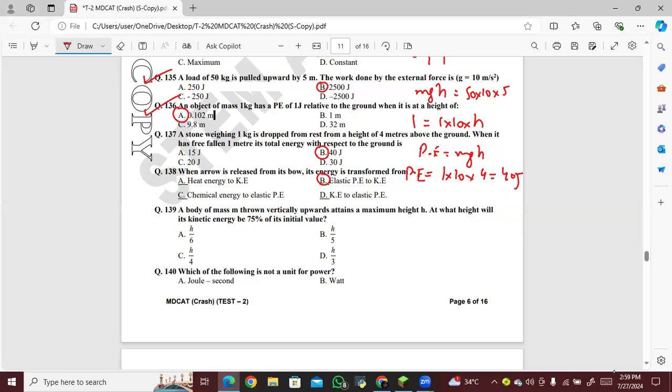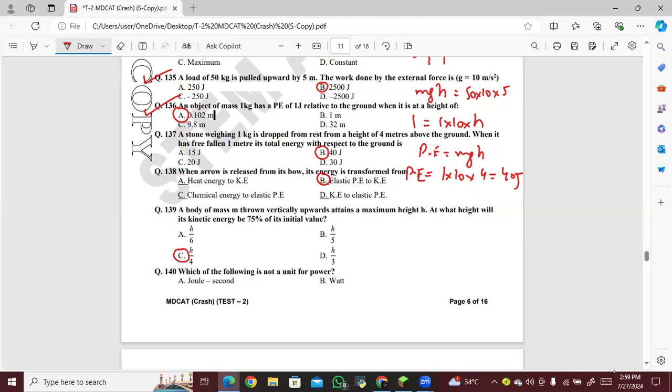A body of mass m thrown vertically upward attains a maximum height. At what height will its kinetic energy be 75%? Its kinetic energy will be 75% when the potential energy loses 25%, because 75 plus 25 becomes 100%. And 25% is 0.25, and you will get this value at h by 4.